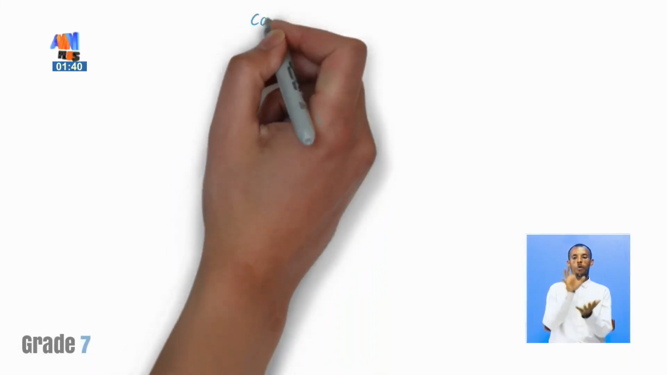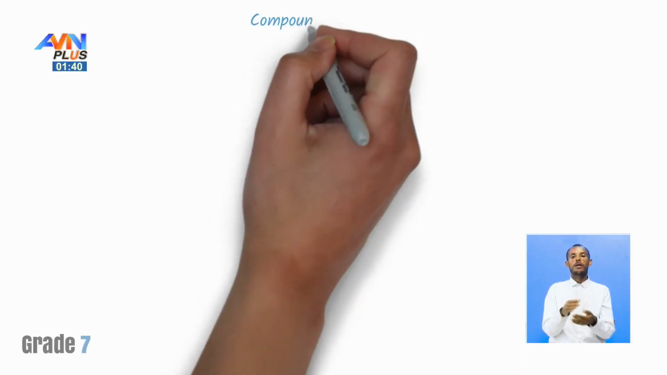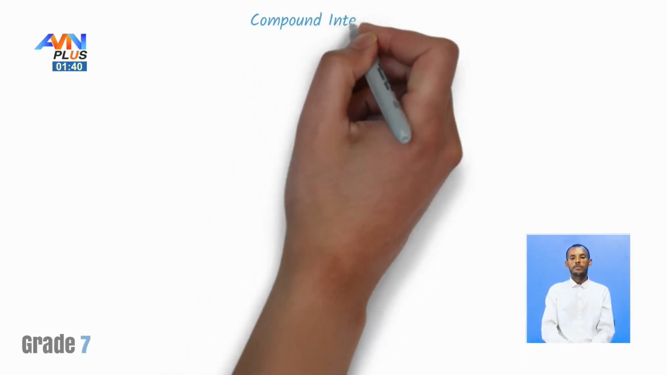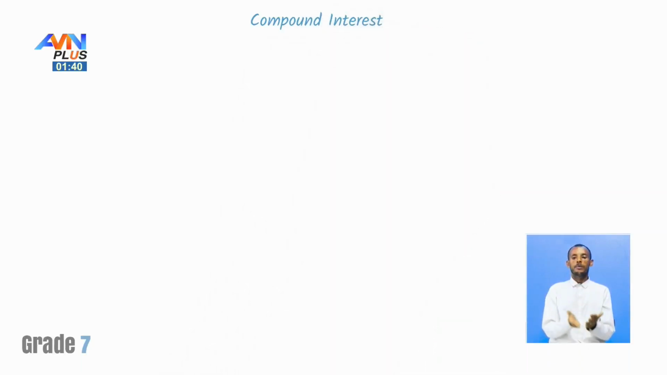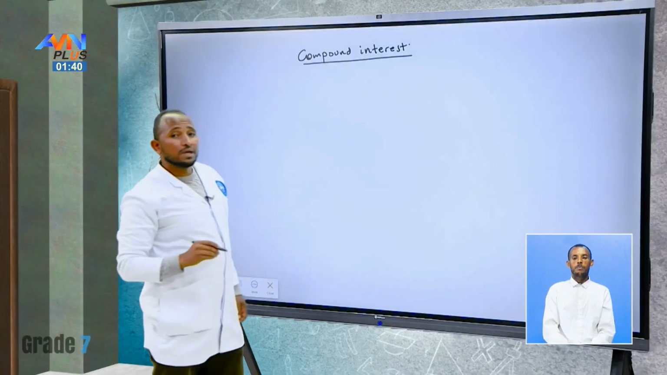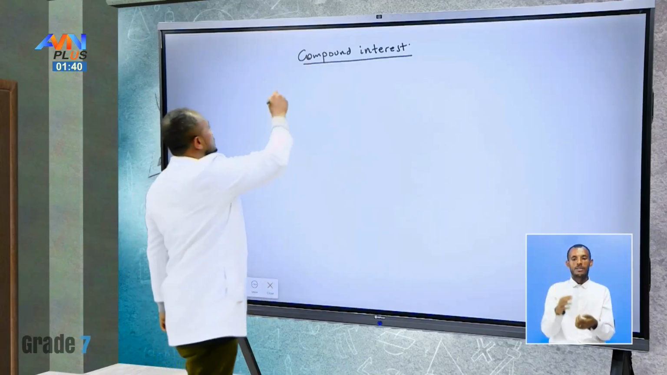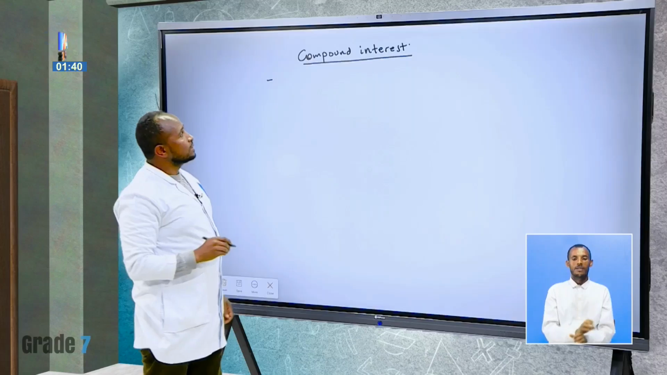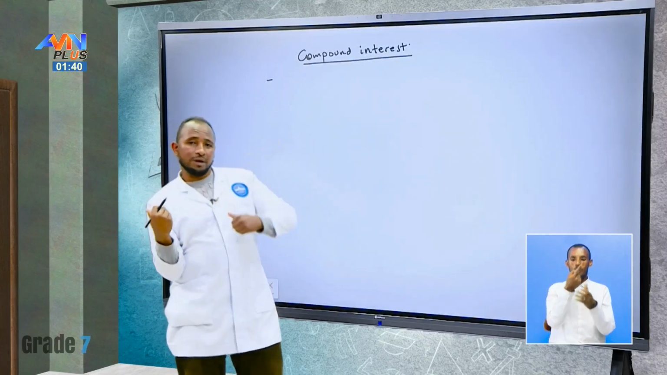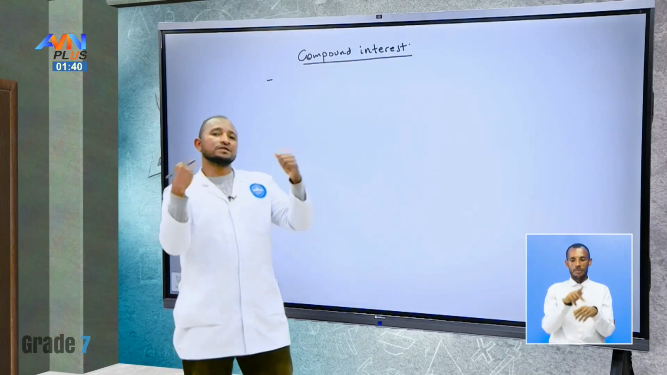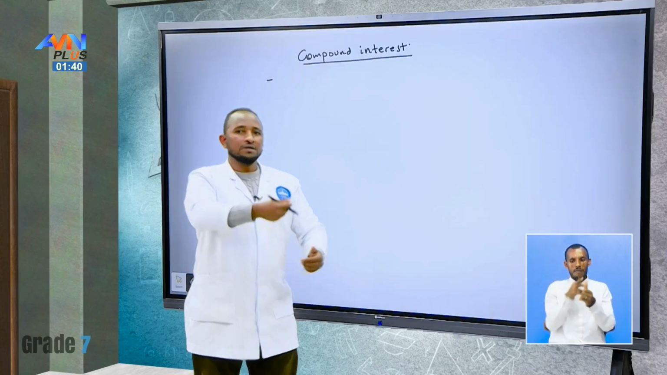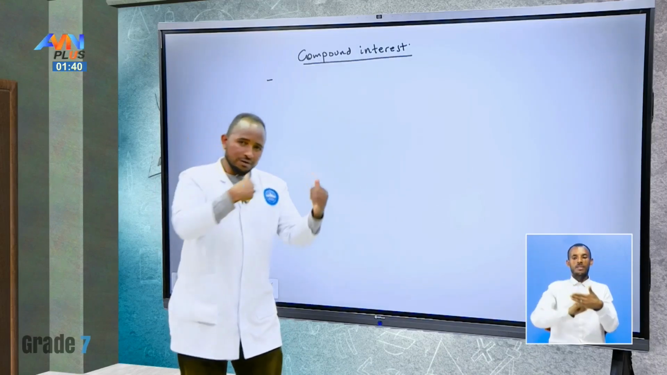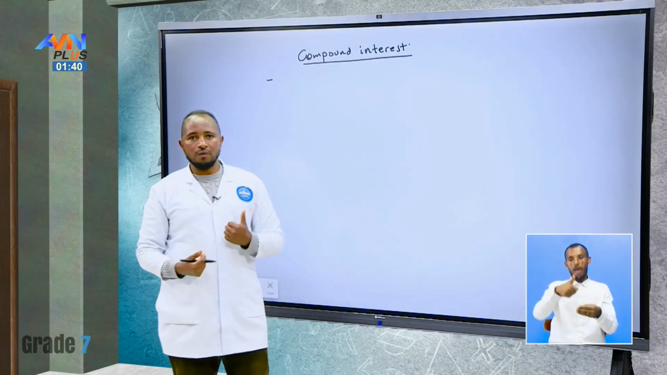Compound interest. In this case, the interest will be calculated not only on the original principal, but also on the previous year's interest. The interest also gives you an interest in the case of compound interest.